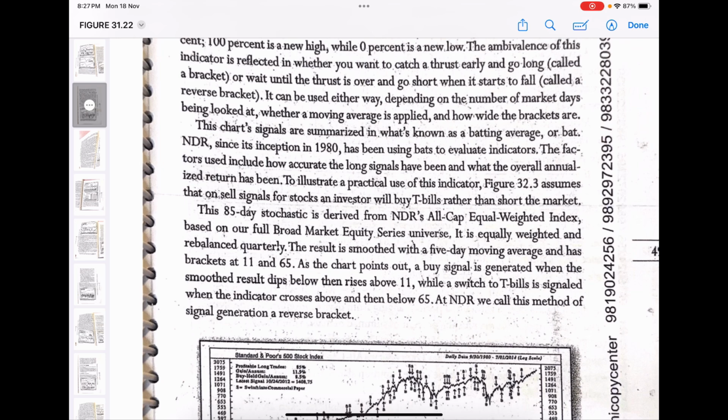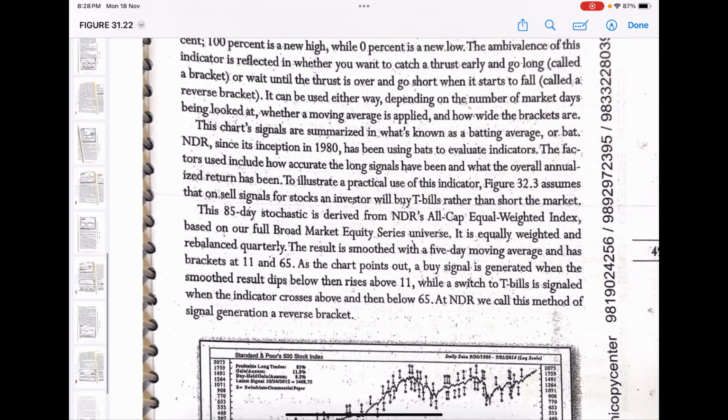This chart's signals are summarized in what is known as the batting average, or BAT. NDR, since its inception in 1980, has been using bats to evaluate indicators. We know what bats are. Bats are the tables which they are creating. Now, the first criterion of this model which we saw was the moving average crossover. The second thing which we saw was a trend sensitive indicator, and in that we spoke about what stochastic is. Stochastic takes a particular high and low range and calculates the high and low, and we get a value for the same.